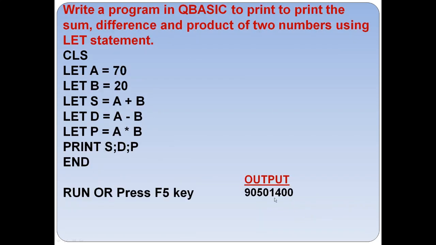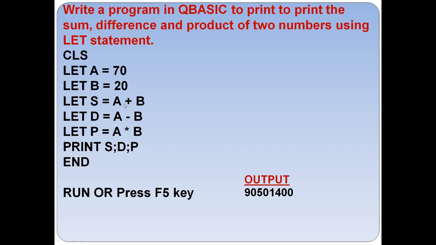Now next question. Write a program in QBasic to print the sum, difference and product of two numbers using let statement. This program we have done earlier also, but there is some difference. We are finding the sum, difference and product of two numbers, but the printing is different over there. So first we will write CLS. Let A be 70 and B be 20.